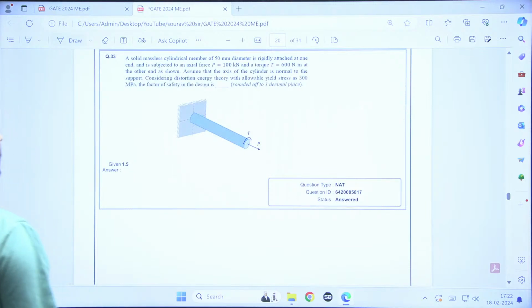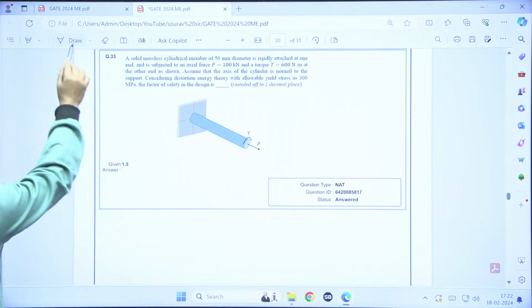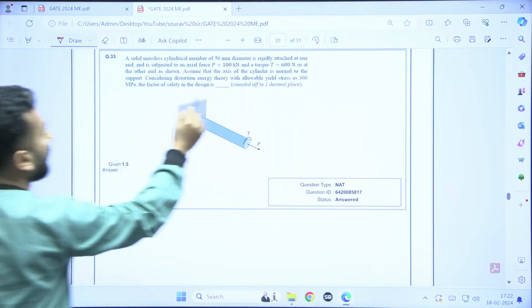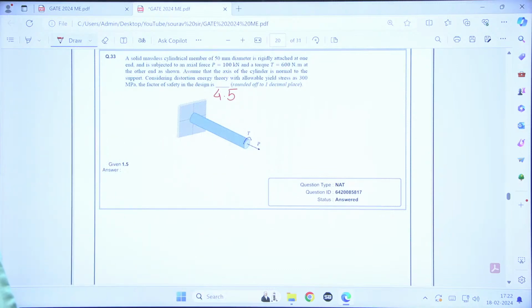So distortion energy theory question, that is from MD, the question is there, and the answer for this will be 4.5. The answer for this will be 4.5. Factor of safety they are asking. Okay.